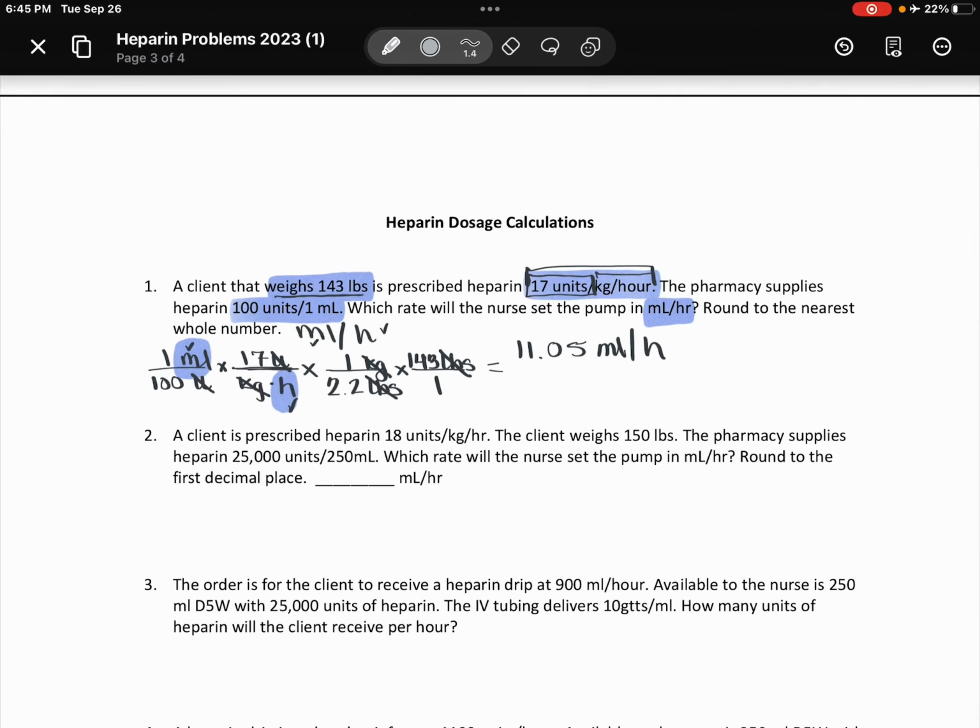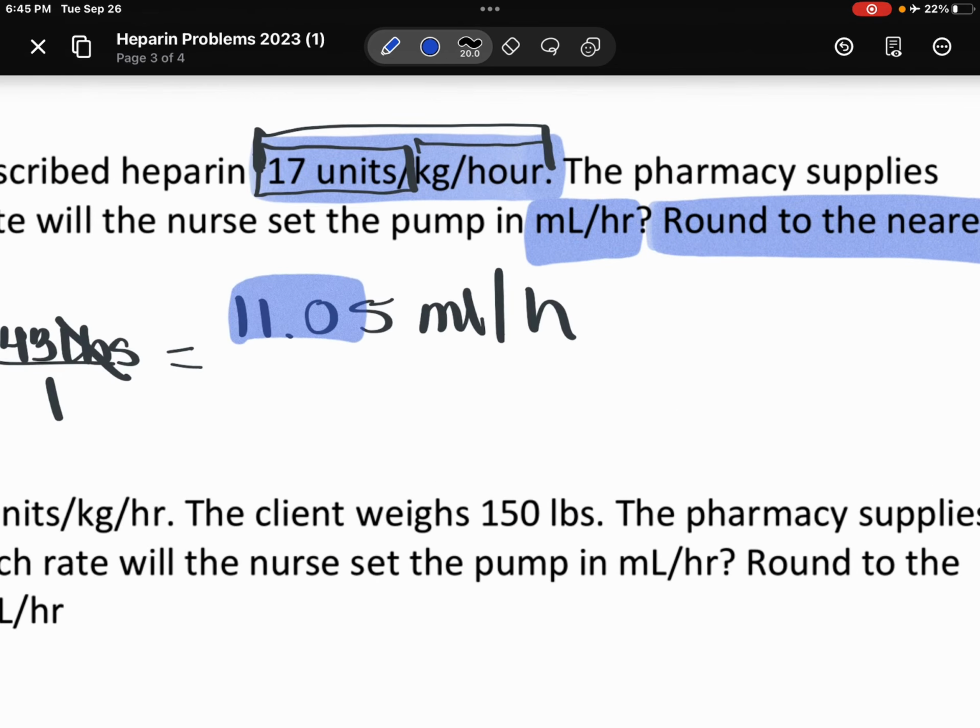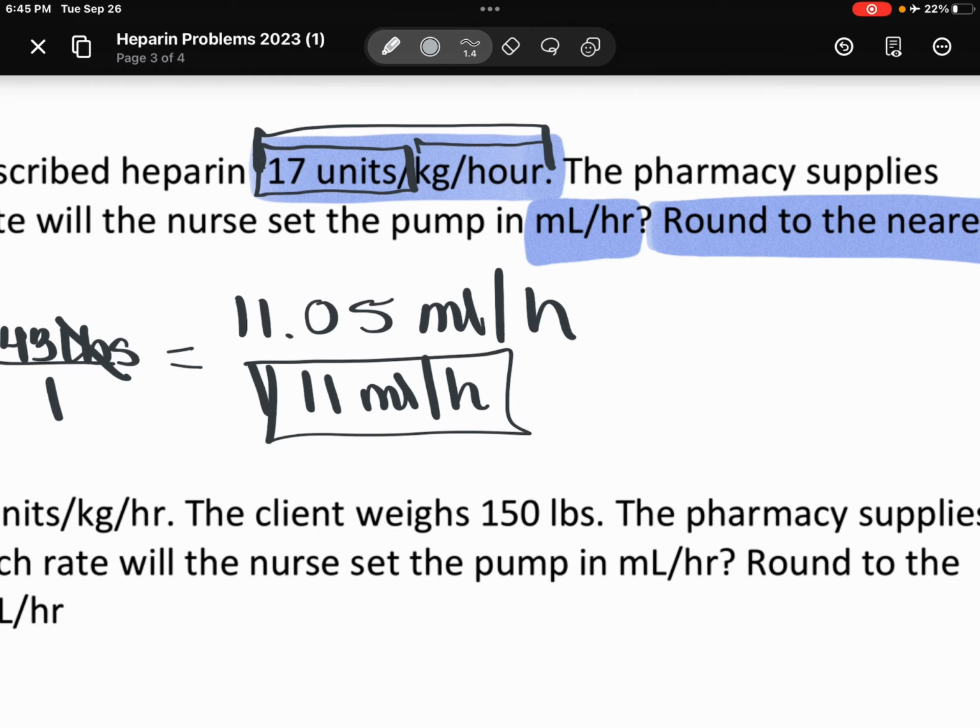But I'm still not finished. Because now, since I've got my answer, I also have to round to the nearest whole number. This right here is not a whole number. To make that a whole number, since this is less than 50, I would leave it at 11 milliliters per hour. So that would be my answer, 11 milliliters.